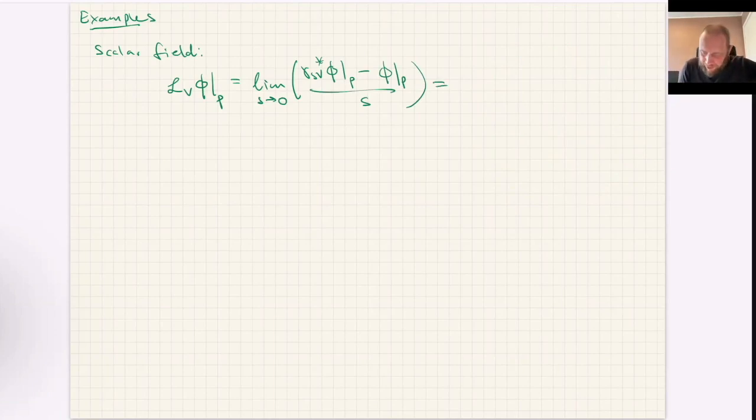But if we check what this actually is, the limit as S goes to 0, so we're going to have small displacements, this would be the value of phi at gamma^V of S and p, minus phi at p, divided by S.